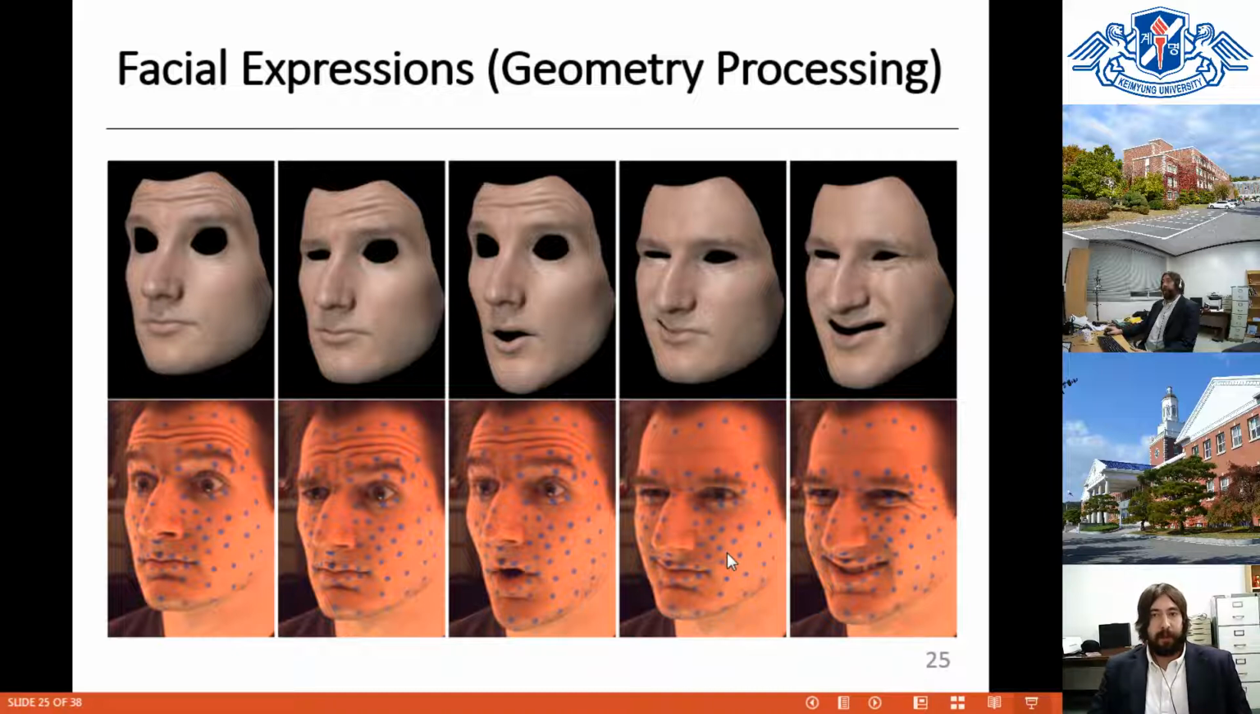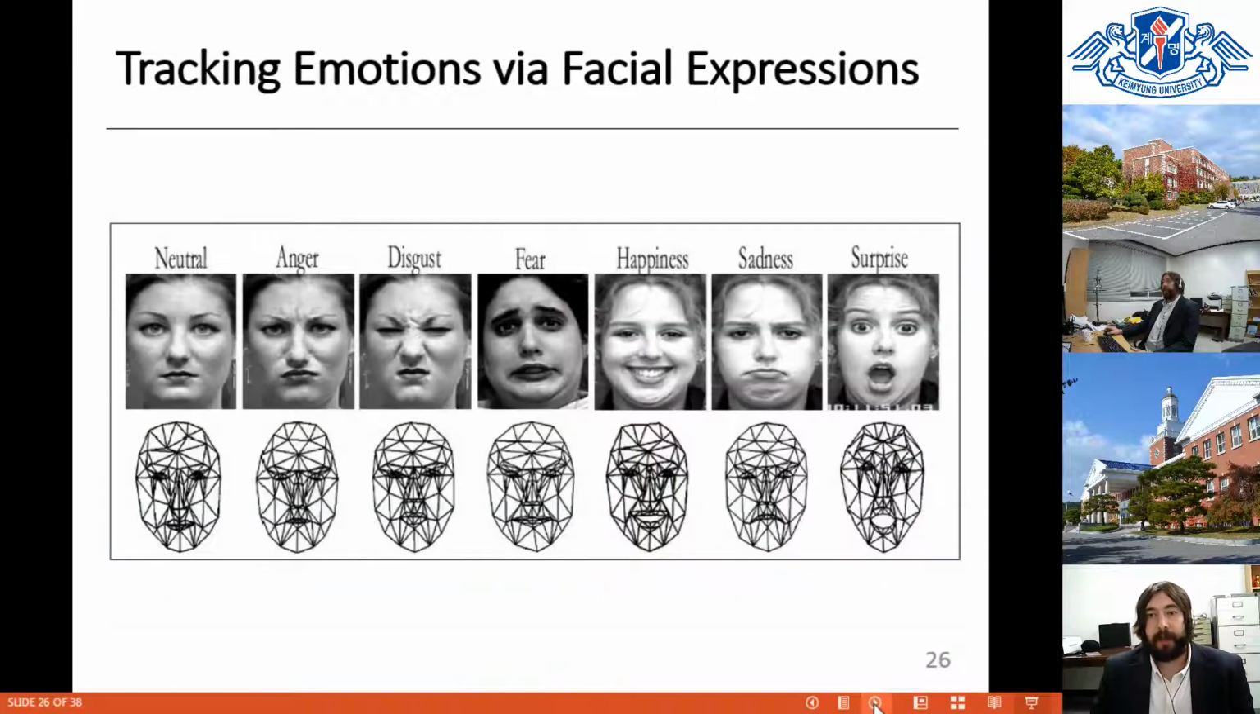Using those points, we can compute how the muscles of the human face are moving. Then we can send this information to a virtual world generator, to Blender or to Unity, and try to animate facial expressions. On the next slide, you can see that there are also other methods which can help us understand the emotions of a human through facial expressions.